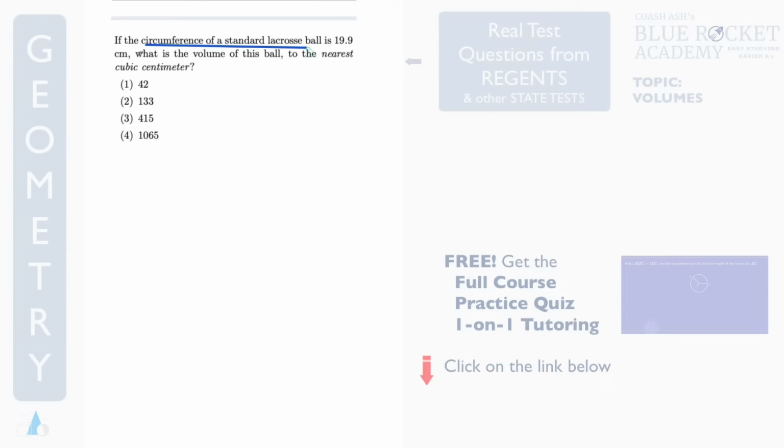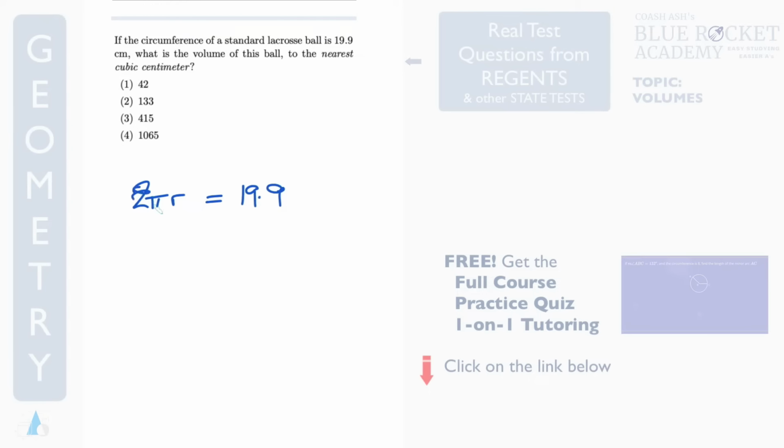So the circumference of a ball is given. So of course, let's remember the formula for a circumference. It's 2 pi r, and 2 pi r is equal to 19.9 centimeters. So the first, of course, obvious thing to do is to find the radius, and then you can find the volume. So how do you do this?